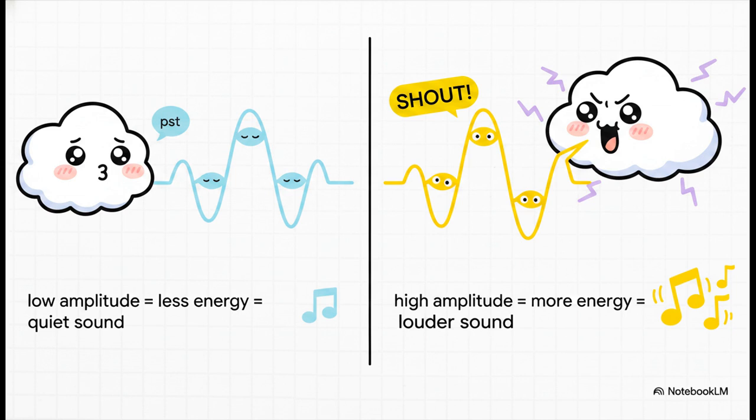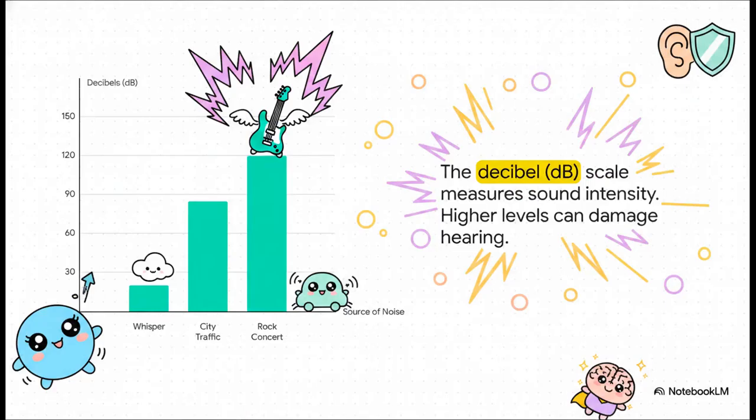A whisper, that's a sound wave with a tiny amplitude. A rock concert, that's a wave with a massive amplitude. And we actually have a scale for this. You've heard of it, decibels. So a quiet whisper is down around 20 decibels. Normal city traffic jumps all the way up to 85. But by the time we get to a rock concert, you're talking 105, 120 decibels. And at that point, the wave is carrying so much energy, it can literally damage your hearing. It's a huge, dramatic leap in power.